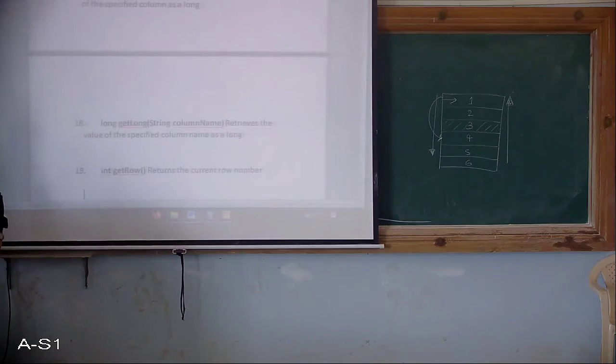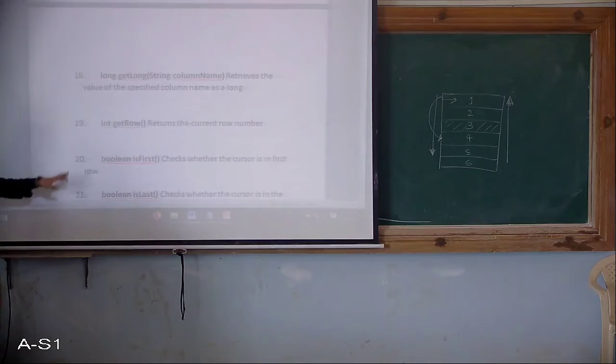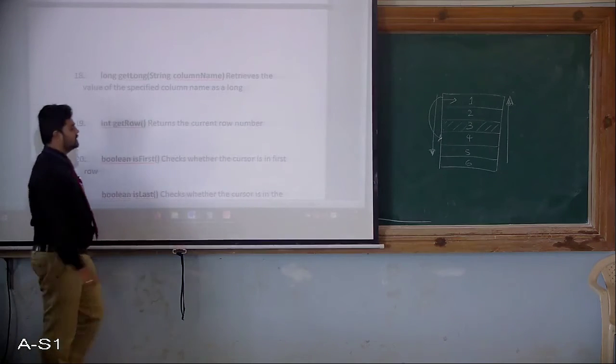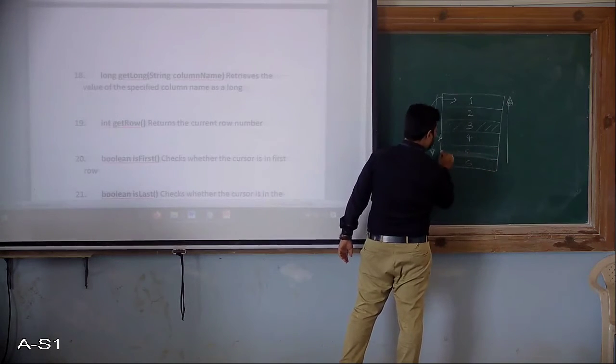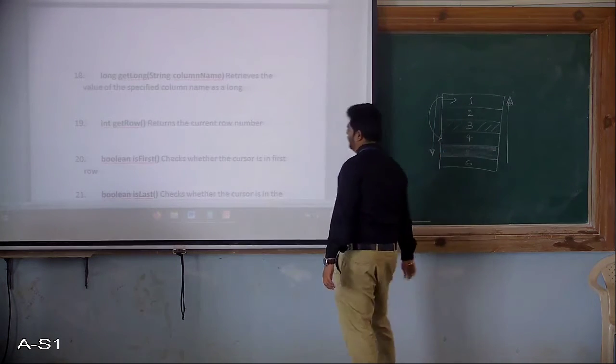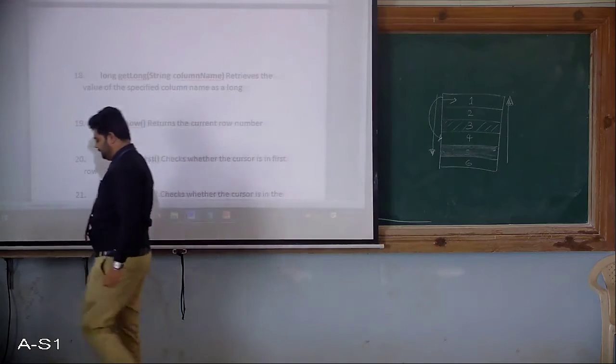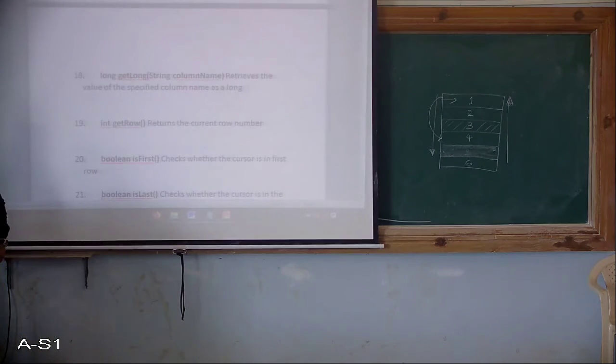Okay, then get row. It returns the current row number. Suppose your cursor is at the 5th row, then get row will indicate the current row of your result set interface. Then isFirst checks whether the cursor is in the first row or not. It returns a boolean value. If it is at the first row, it returns true. If it is not, then it returns false. That is why it is boolean.